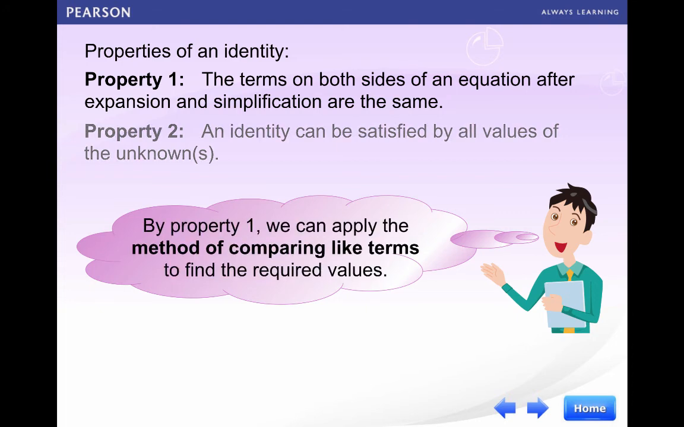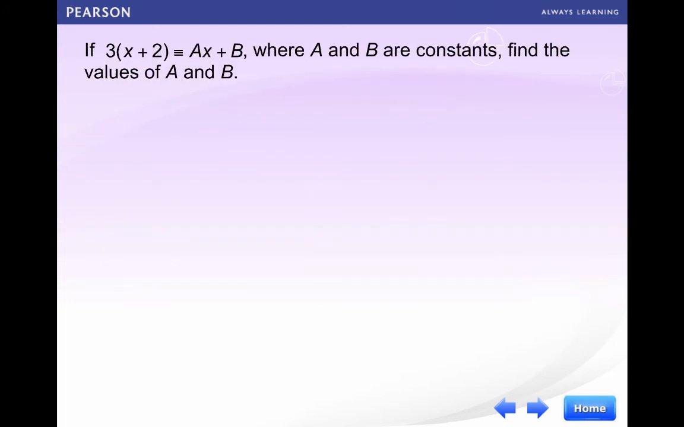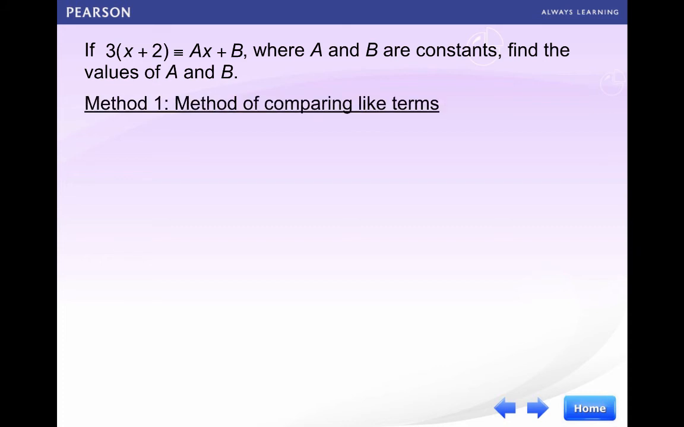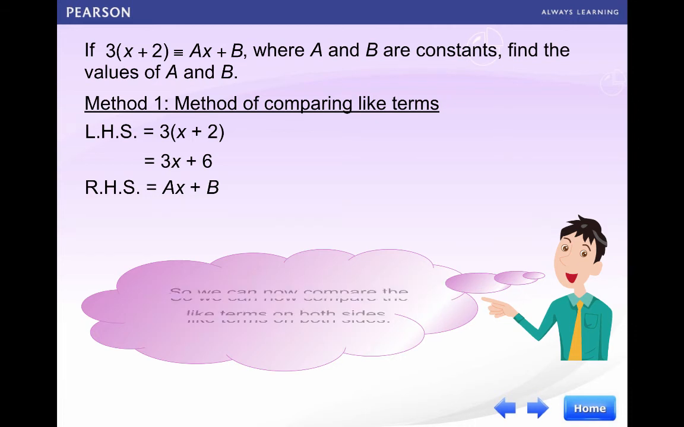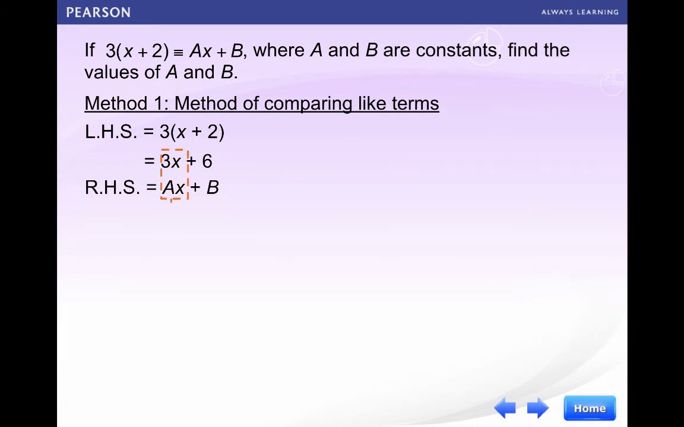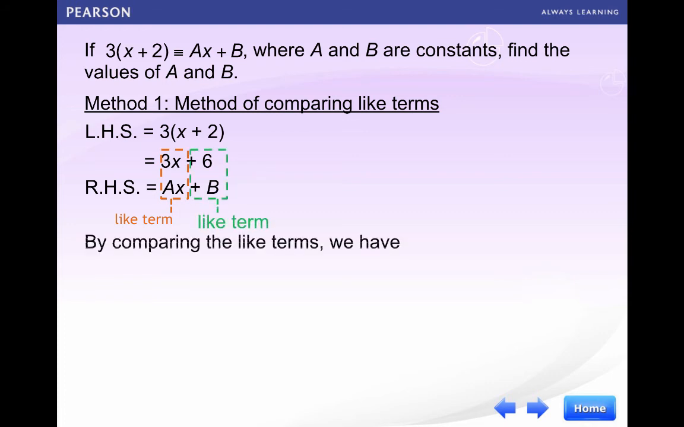So we try to compare like terms to find the values. Look at this. We would try to simplify the left hand side into 3x plus 6. And right hand side is ax plus b. They are equal. So 3x equals ax, 6 equals b. So we can find that these are like terms and these are also like terms. So by comparing the like terms, a is 3, b is 6.